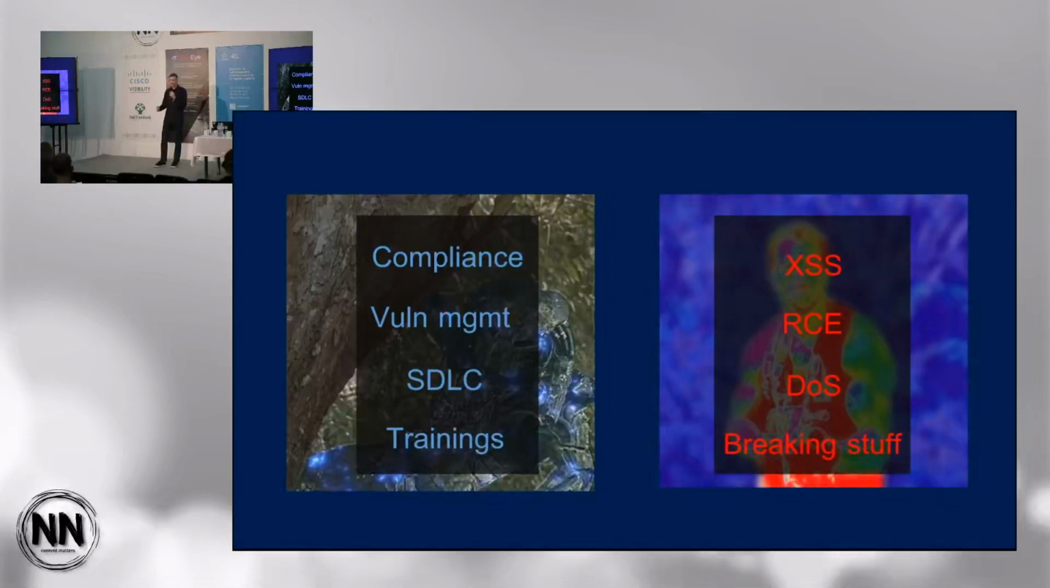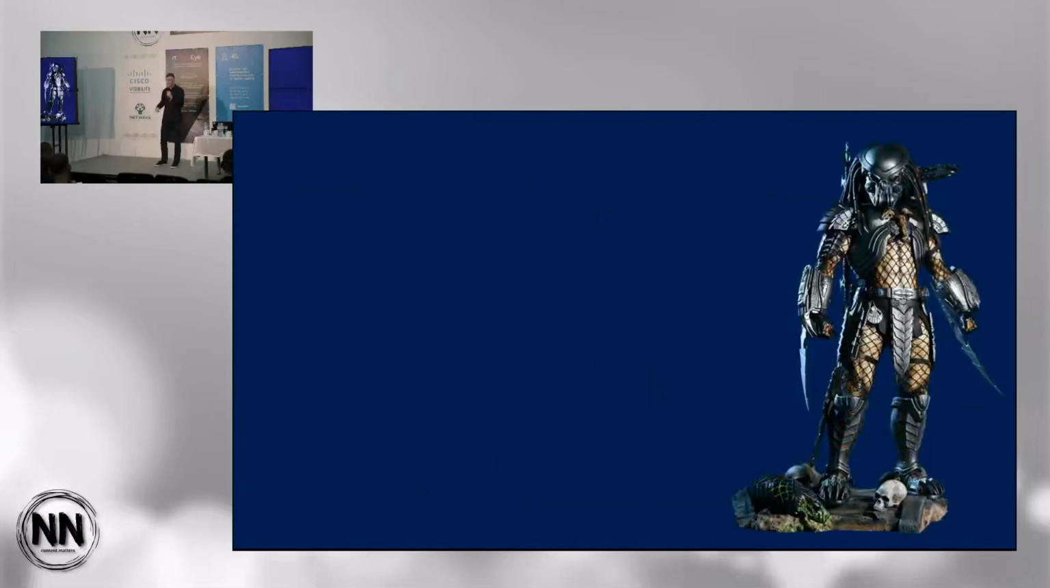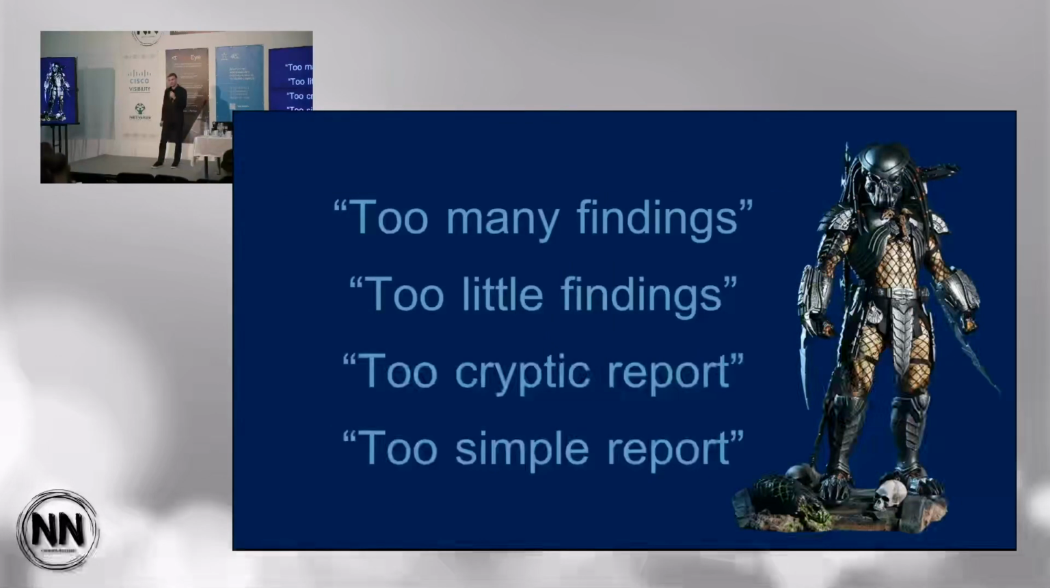At the same time, the company is still on and it still keeps building the stuff. So when they get the report, they may start saying, hey, there are too many findings, or there are too few findings. Is the report too cryptic, or is it too simple? And sometimes it happens in the same sentence. So all of this happens because they are very different creatures.